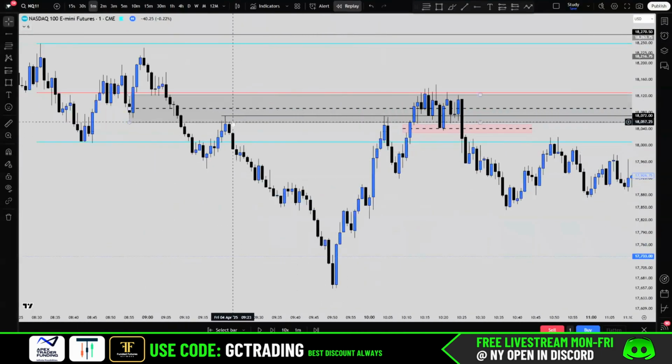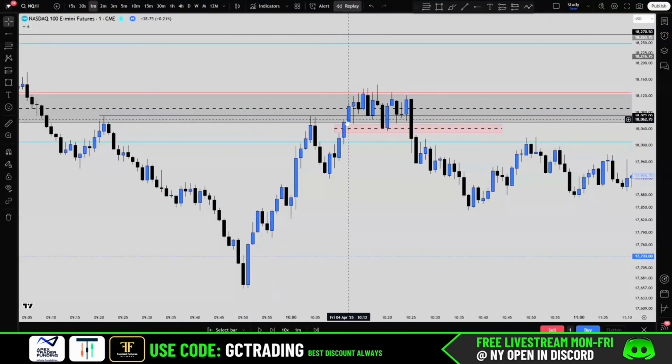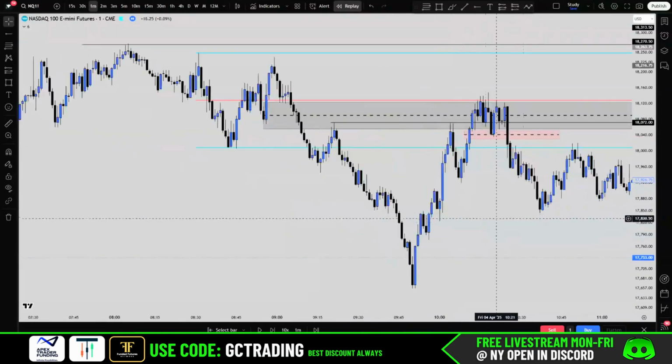So you can see right here, we're sweeping that level in the 5-minute FVG. And then we have this fair value gap right here. Price bounces it, pulls back up. Once we invert it, price goes lower.